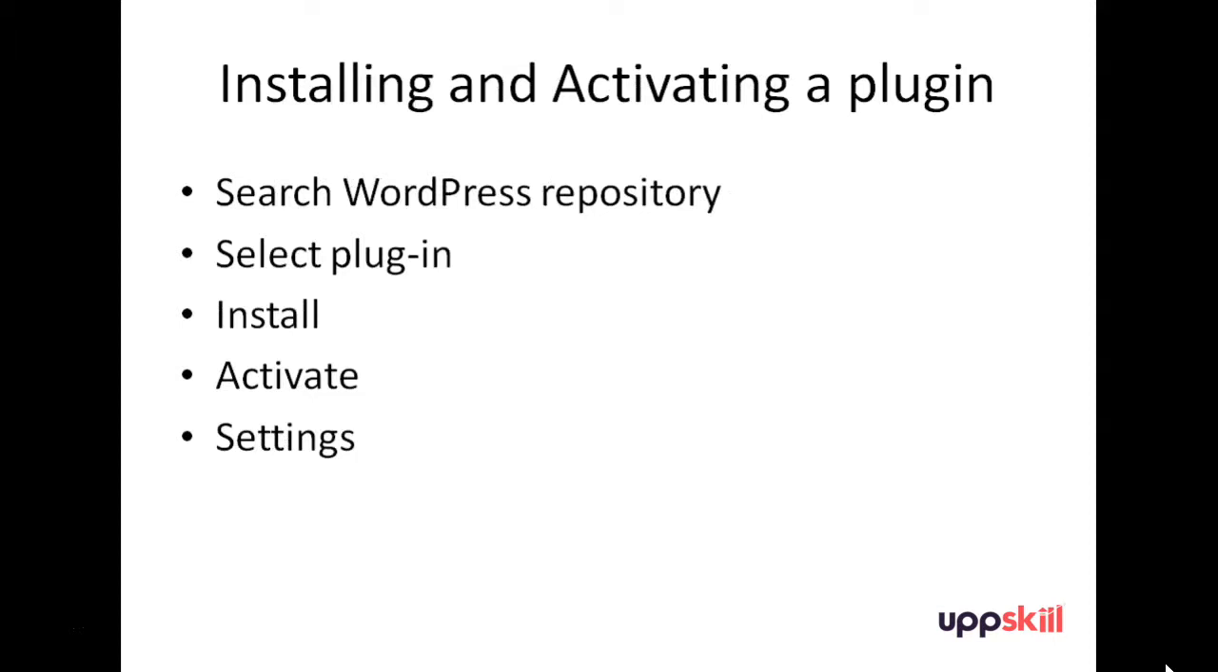Installing and activating a plugin. You should search for the plugin in the WordPress repository, select the plugin, install, activate, and check the settings. We will see this in a while.